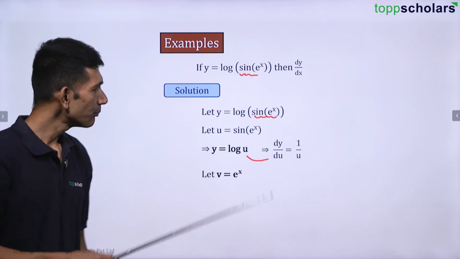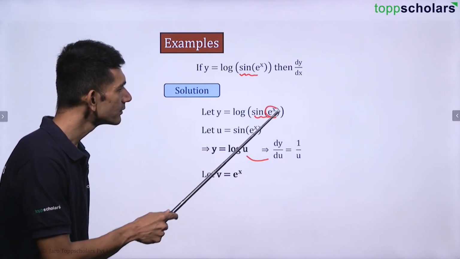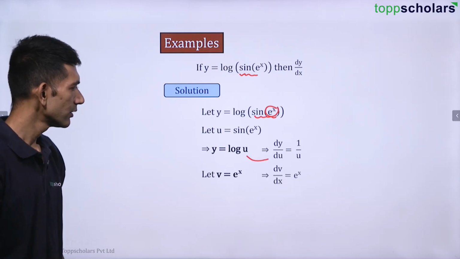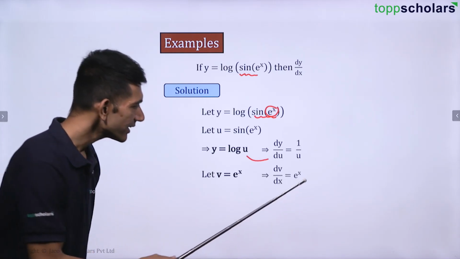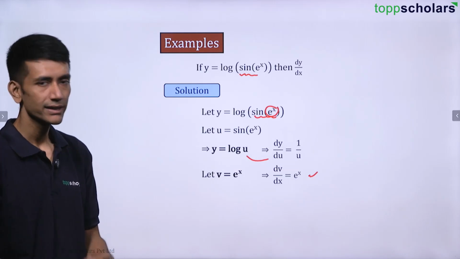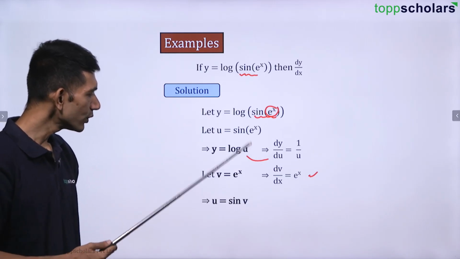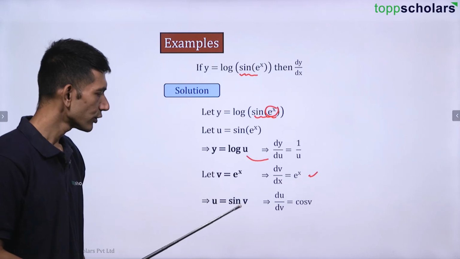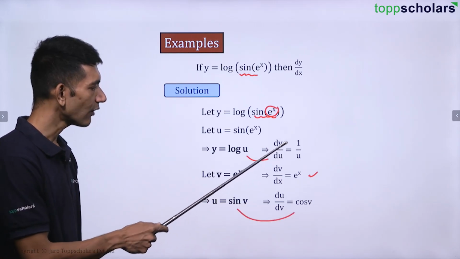Now let v be e raised to x. So dv by dx is e raised to x because the derivative does not change, same thing. And u is what? U is sine v. So du by dv will be cos v. Now we have all the values, right?